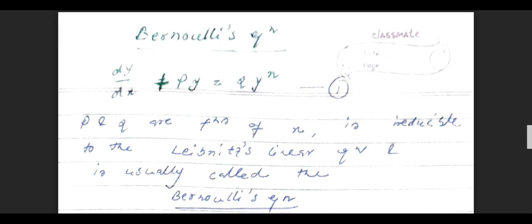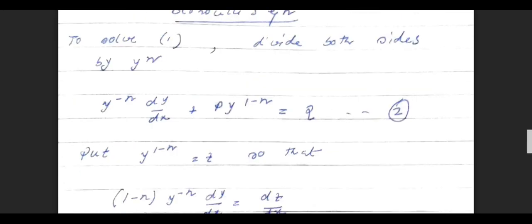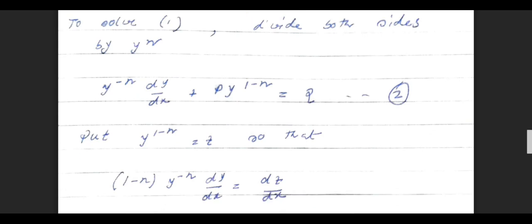If you divide, you see that note. Then we get (1/y^n) dy/dx + Py/y^n = Q. Or you can write 1/y^n as y^(-n). So I have written that one. Let's see equation 2. Did you understand equation 2? Yes, ma'am. Okay, so equation 2.